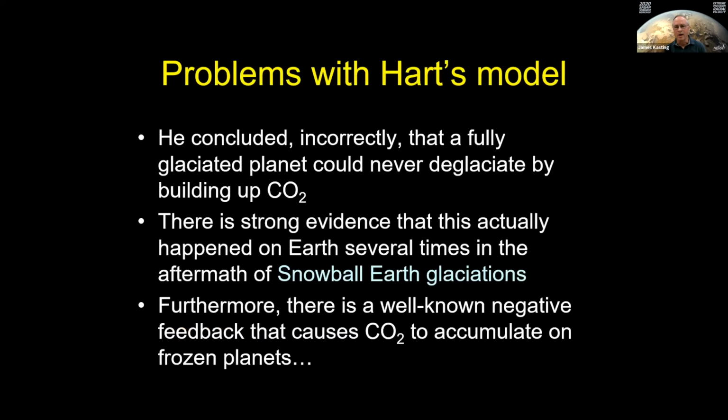So I started immediately wondering if there might be flaws in Hart's model or in his reasoning, and that was one of the main things that got me to work on this on and off for a long time after that. So there were, I would argue, problems in Hart's model. He concluded incorrectly that a fully glaciated planet could never deglaciate by building up CO2.